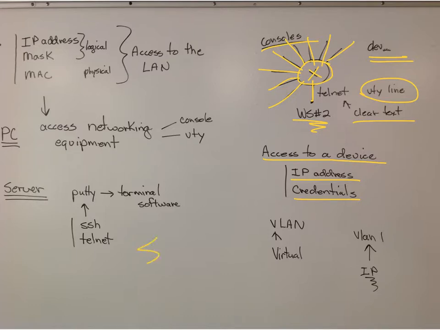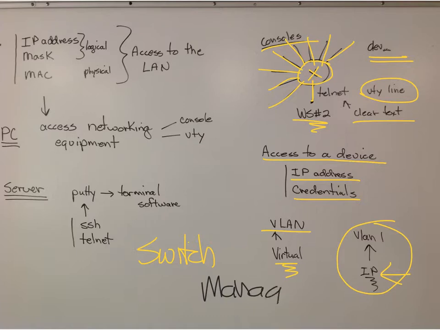Now in the switch, we're going to access through a virtual VLAN, so we're going to give VLAN 1 an IP address, and we're going to use that for management. So what that means is we can access it to work on the switch. The layer 2 switches, to forward traffic, only use the MAC address.